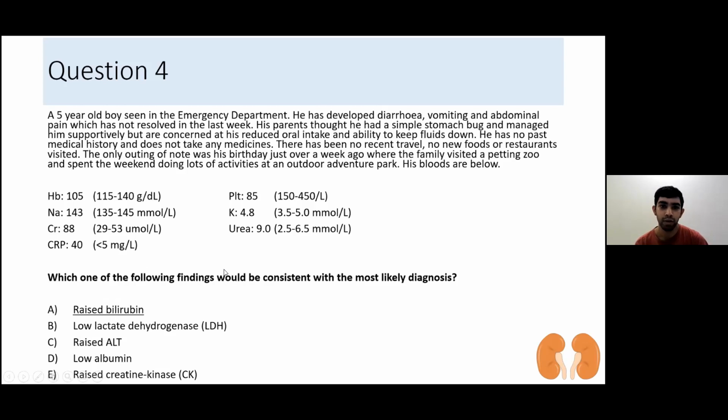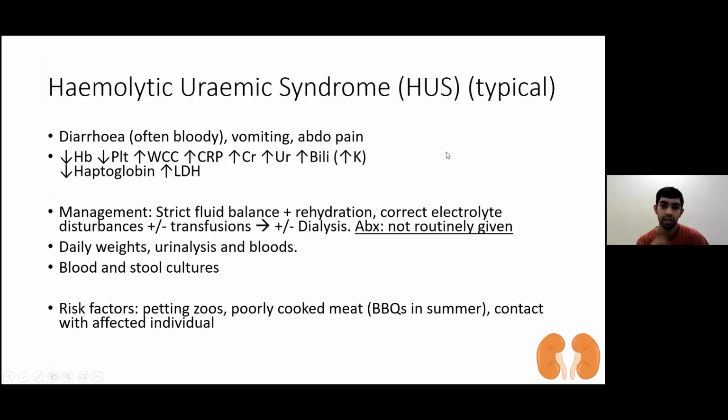Okay. And it is worth knowing about hemolytic uremic syndrome because children in particular are especially prone. So you will tend to see children get hemolytic uremic syndrome, especially. And the key risk factors include having poorly cooked meat and contact with animals. So if you went to a petting zoo, that would be the key risk factor here. Okay, so what we call here is typical hemolytic uremic syndrome.